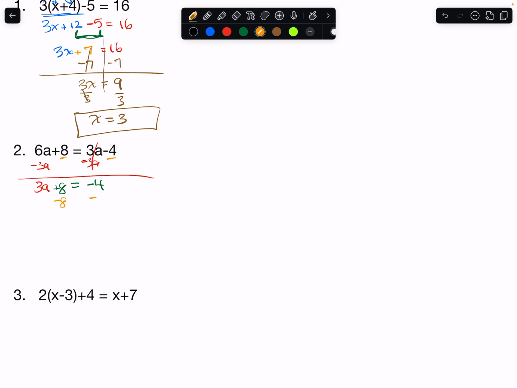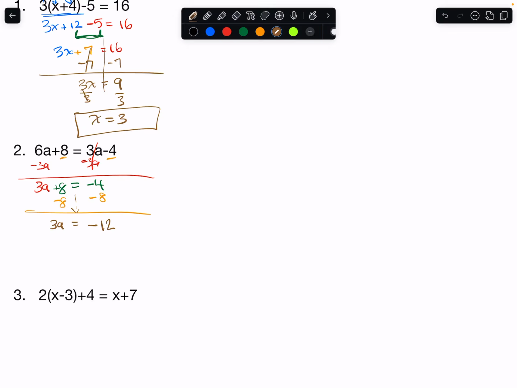Minus 8 on this side, minus 8 on that side. At this point, you should be comfortable not looking at it with the line, even though I didn't draw the line. 3a, have an equal sign, I'll bring it down. Now we have the same sign, so it's going to be negative. And if it's the same signs, they add. 4 plus 8 is 12. So we have a negative 12.